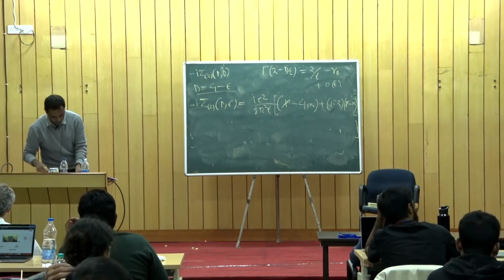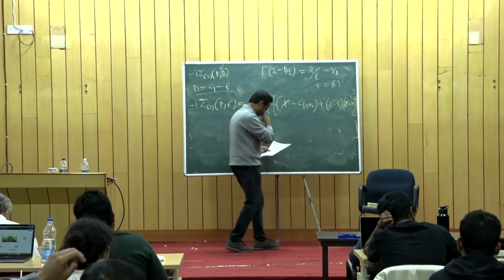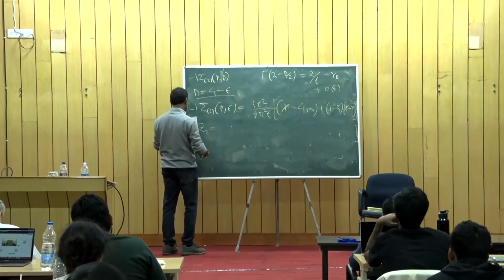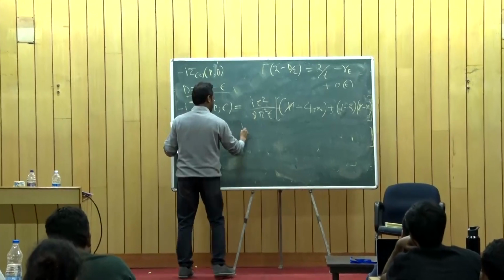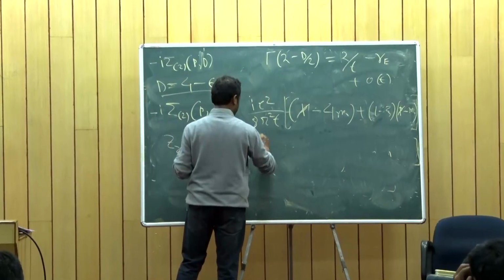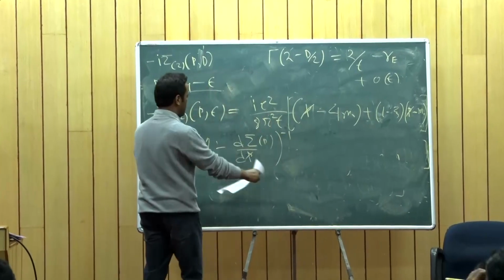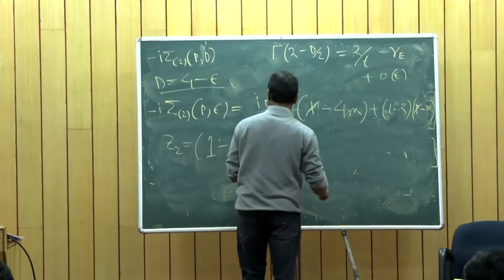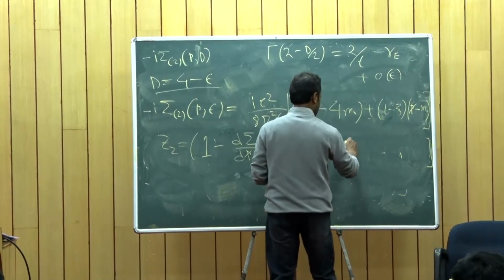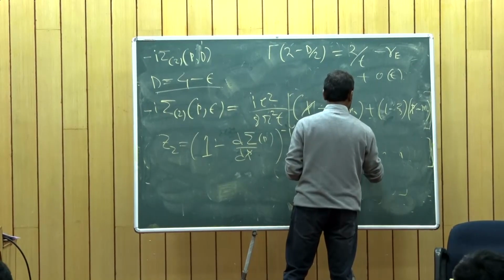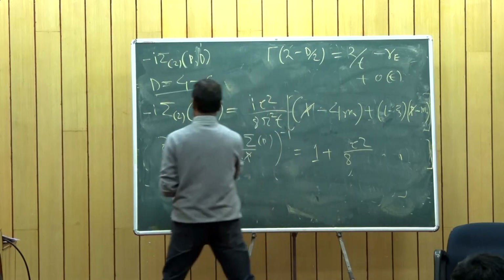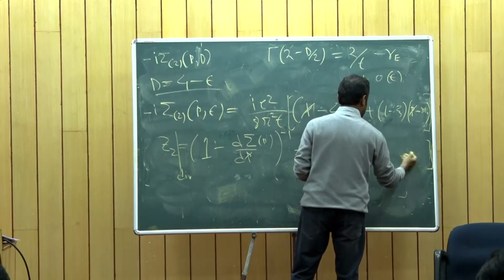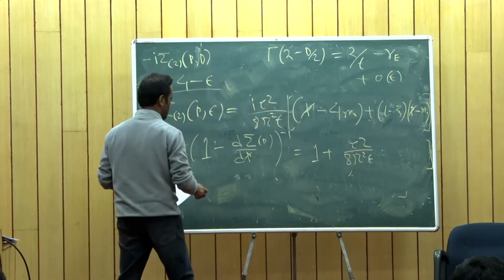Anyway, if you recall, using this you can calculate the Z2 that we have, which is 1 minus d sigma by dp slash. You can calculate all these quantities. Forget this extra piece. This will come out to be 1 plus e squared by 8 pi squared epsilon, only the divergent piece of Z2, let's say. There will be a finite piece in it as well.